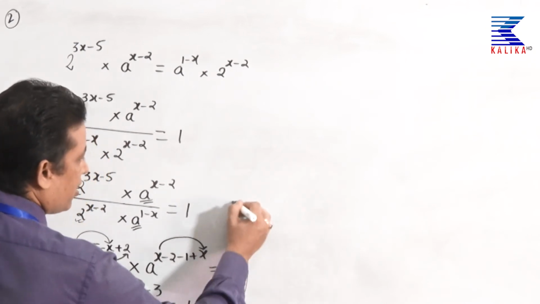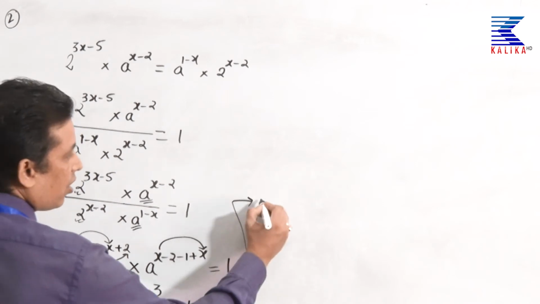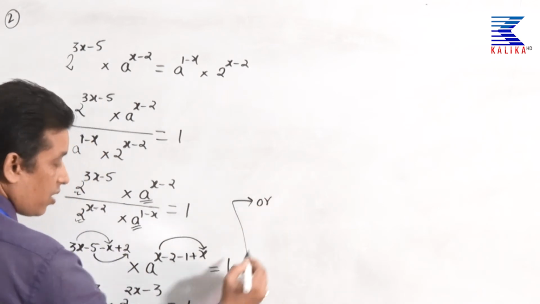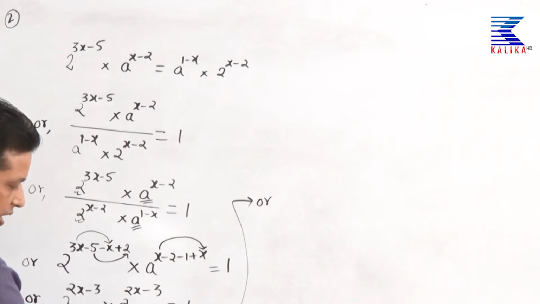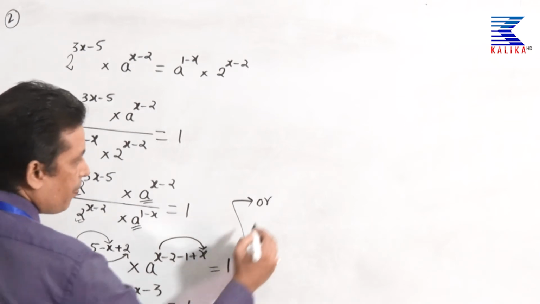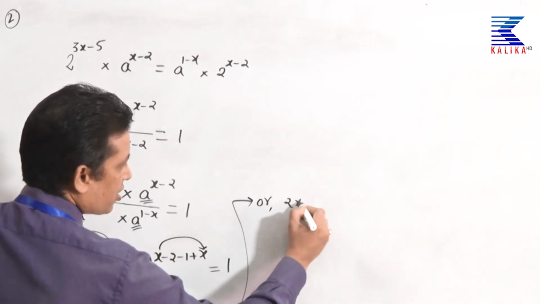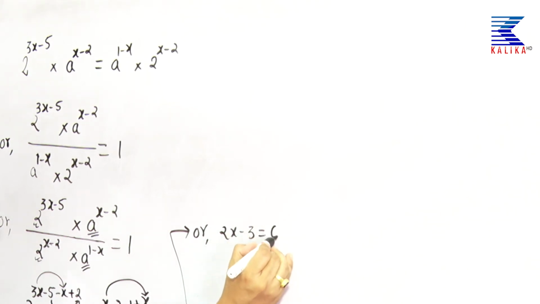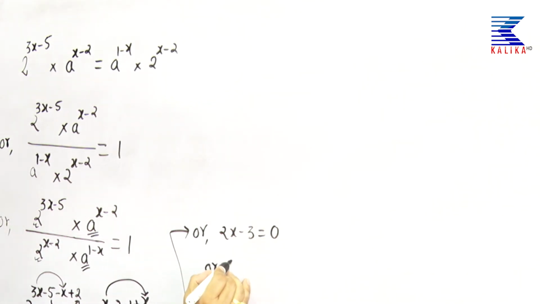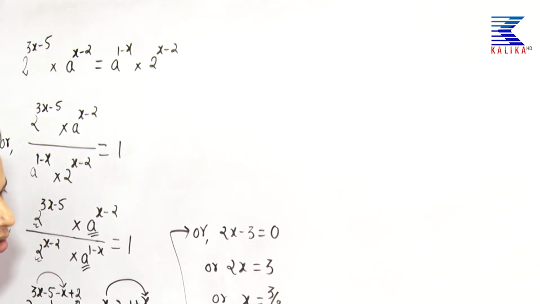So, after this, my dear student, look, 2a is the base. So, equating the power we get 2x minus 3 is the same as 0, or 2x equals 3, or x is equal to 3 over 2. Therefore, the value of x is 3/2.